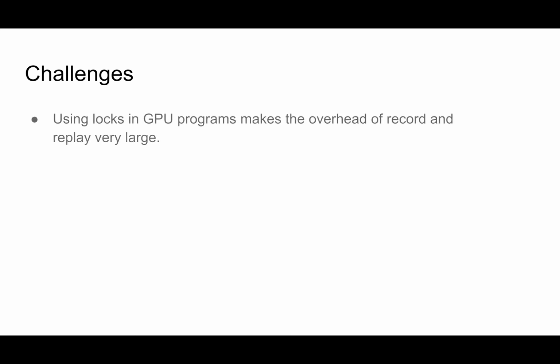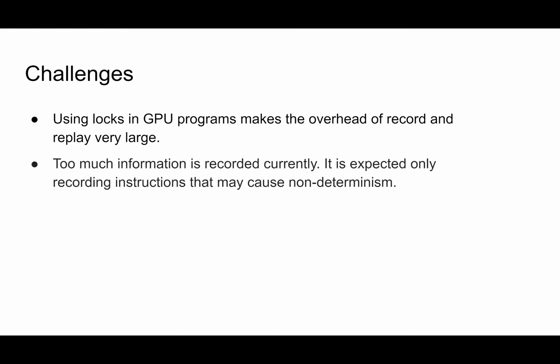Finally, for the challenges we have faced, the first is in the replay part. In order to fix the thread instruction orders, we implement logs in GPU programs. But as you all know, GPU has a lot of concurrency, so using logs in GPU programs will make the overhead of record and replay very large. Also, too much information is recorded concurrently, which introduces a lot of overhead. It is expected that we should only record instructions that may cause non-determinism.